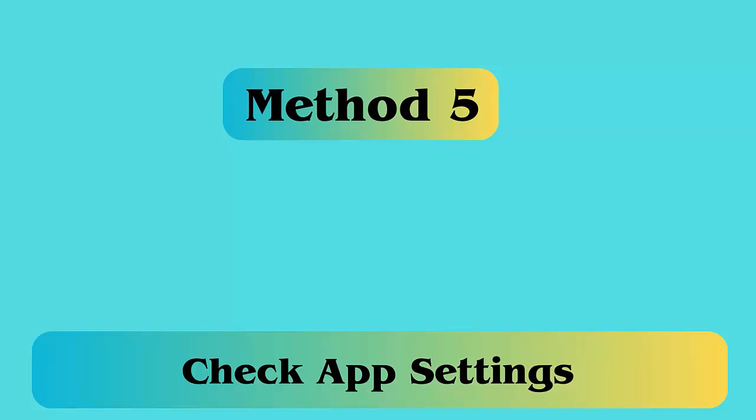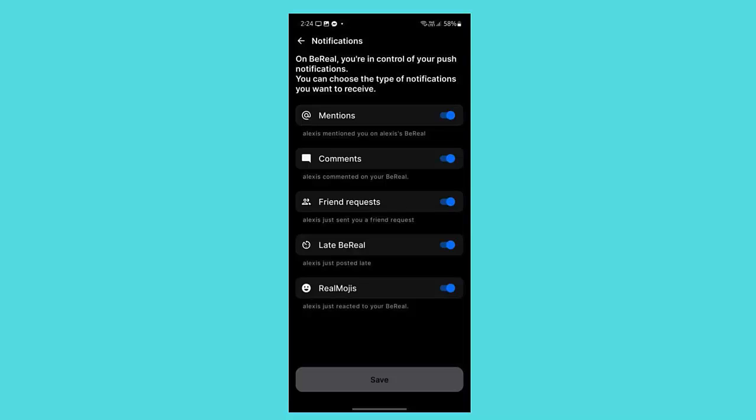Method 5. Check app settings. Follow the below steps. Open the BeReal app, click on the Profile option. Now, click on More options. After that, open Notifications and select the type of notification you want.